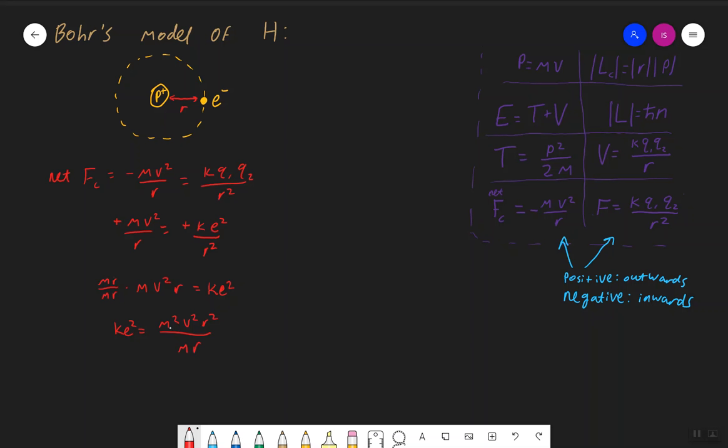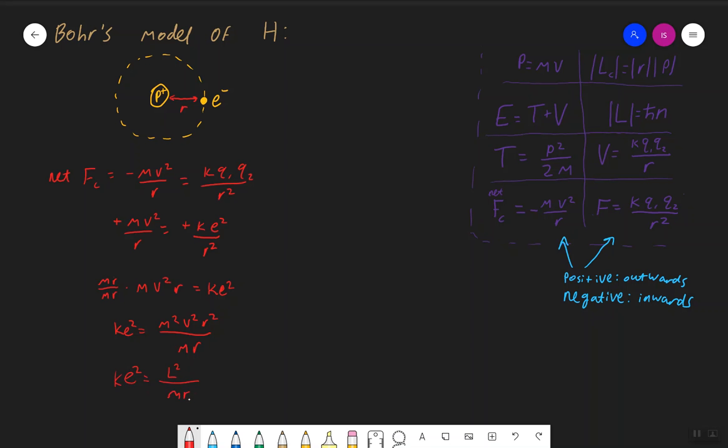And looking here, we have m squared v squared r squared. If we look at this, that looks like angular momentum squared, correct? Because angular momentum is mvr. Angular momentum is mvr because momentum is mv and then times r. So this would be k e squared equals L squared, and that's the magnitude of L, but L squared, it's just the square, L squared over mr.